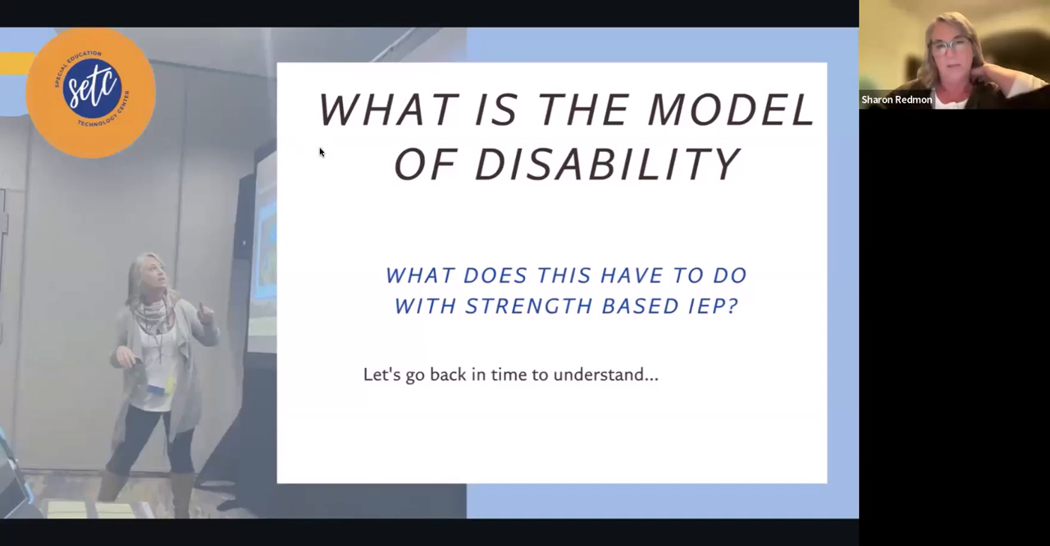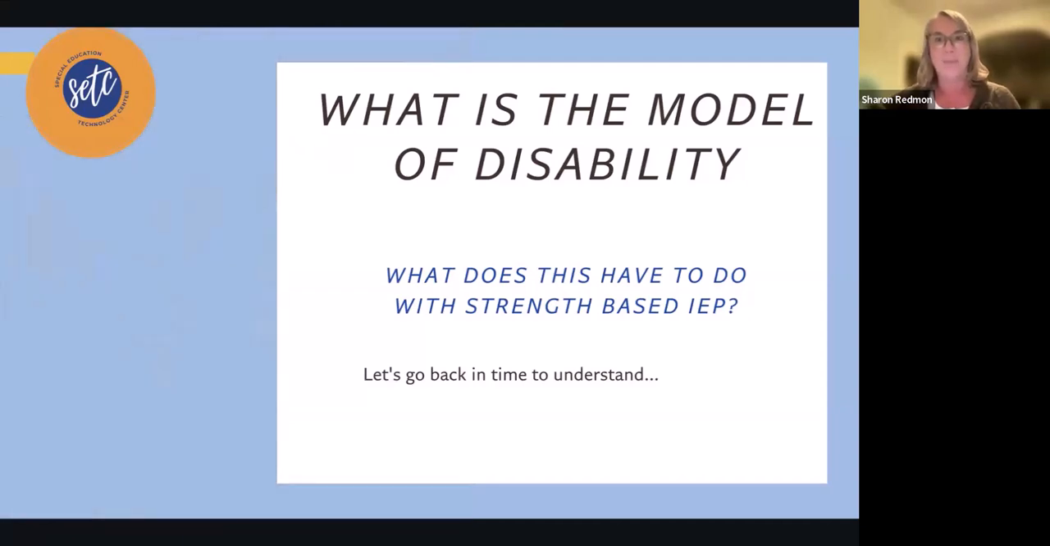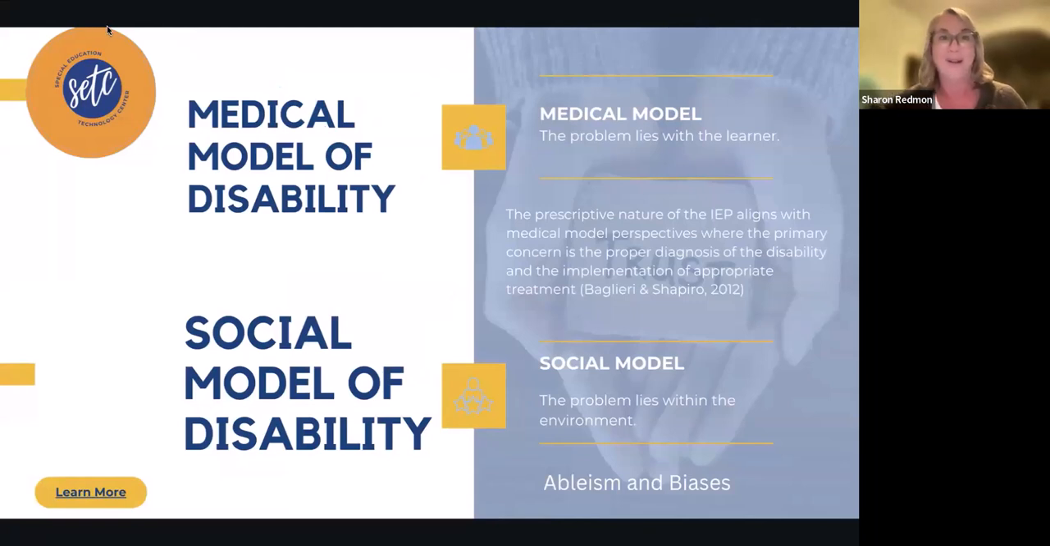So we're going to start with what is this model of disability and what does this have to do with strength-based IEPs? Well, I feel like we have to go back and understand where they came from and why they are the way they are, right? Why are the IEPs so difficult to write, and why do they feel like this deficit model? It really comes back to different models. There are multiple models of disability, and that really is how we are viewing disability, right? And so our perception and view of disability really formulates how we go about writing our IEPs, how we go about it as a therapist, and within our community.